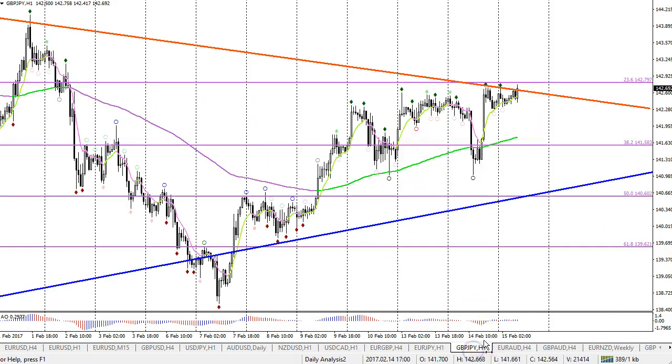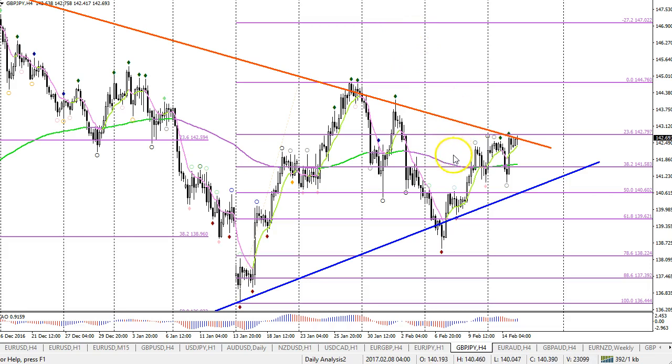Pound yen, basically challenging resistance. On a 4-hour chart, you can see that it's in a triangle right now at this moment, and price is attempting to break that resistance. If it does, there is some potential right in here and up in here for bullish breakouts.